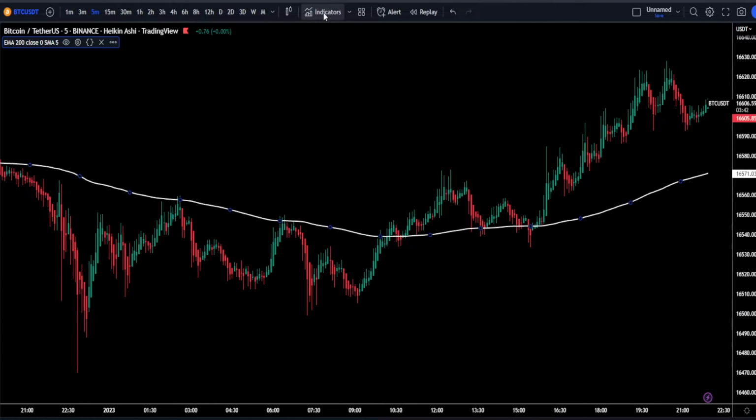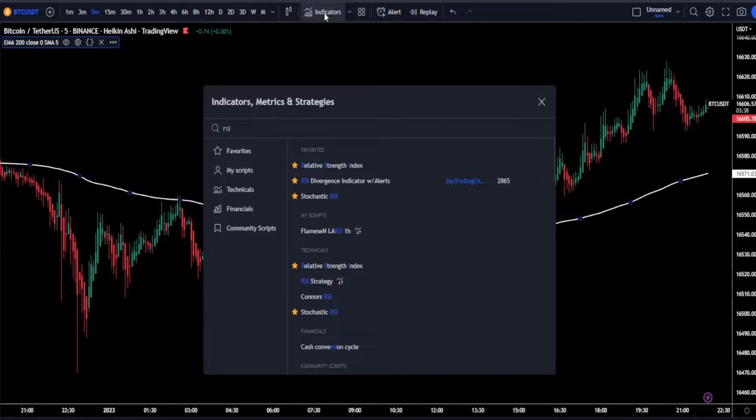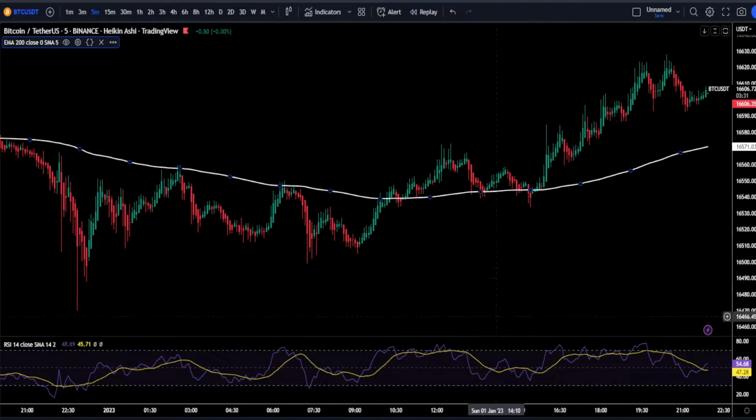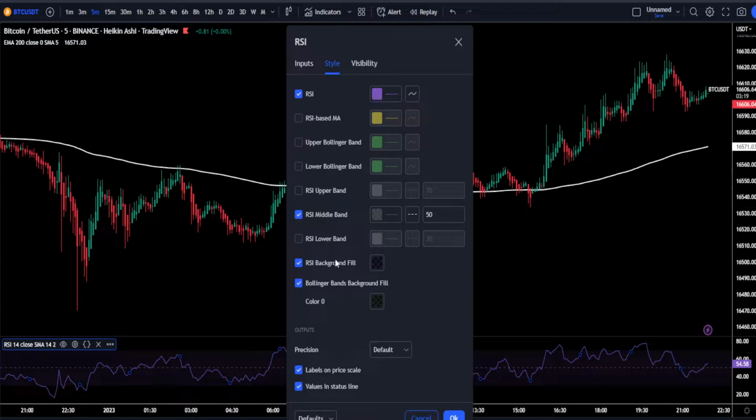For our next indicator, navigate up to the indicators tab again, and we're going to be searching for the RSI indicator, or the relative strength index. We're also going to have to adjust this indicator, so double click on it, and we're going to be getting rid of our RSI based MA, our upper Bollinger Band, lower Bollinger Band, RSI upper band and RSI lower band. Then we're also going to remove our background as we don't need this either.